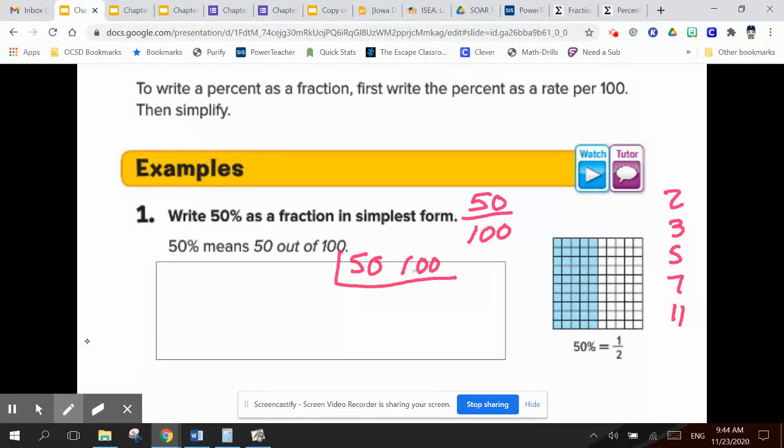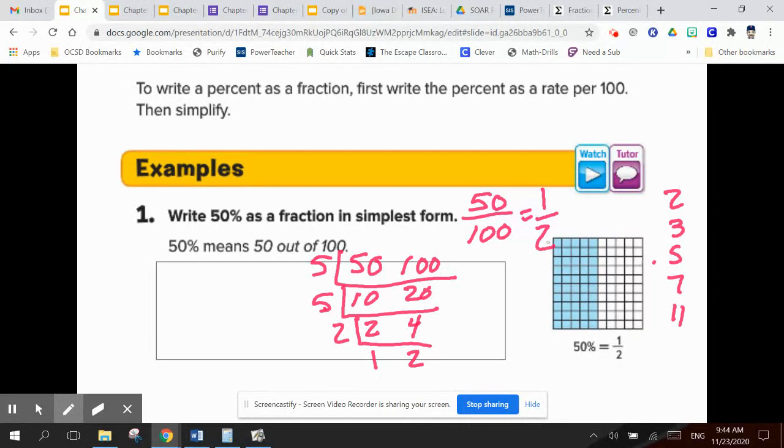I know that both numbers end in 0, so 5 is a factor. 5 times 10 is 50. 5 times 20 is 100. I know both numbers end in 0 again, so I know 5 is a factor. 5 times 2 is 10. 5 times 4 is 20. I now know 2 and 4 are both even numbers, so 2 is a factor of each one. 2 times 1 is 2, and 2 times 2 is 4. So 50 over 100 is the same as 1/2 as a fraction.